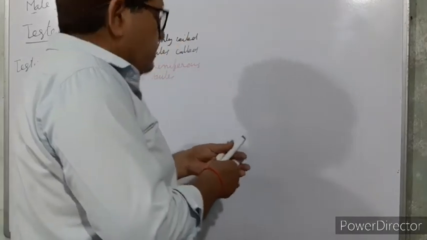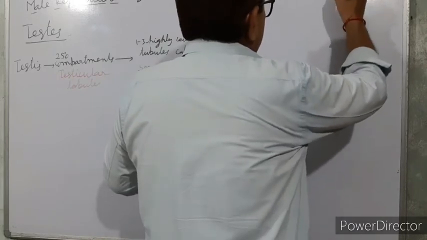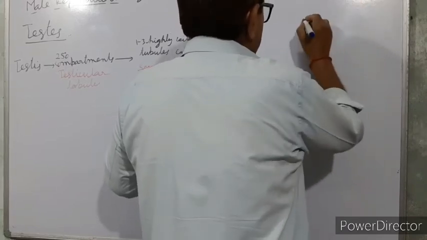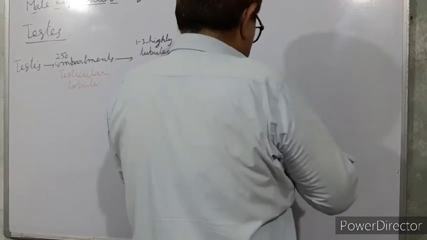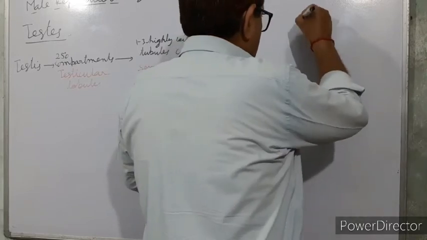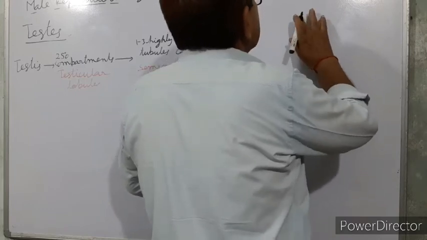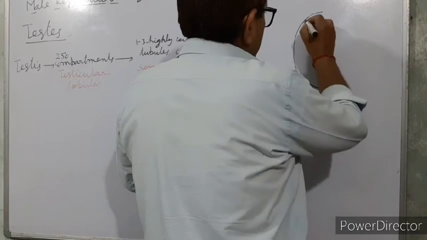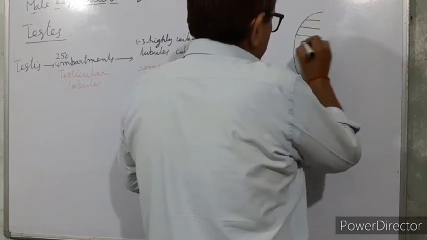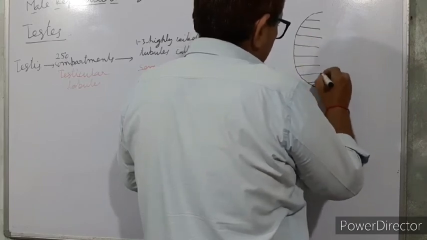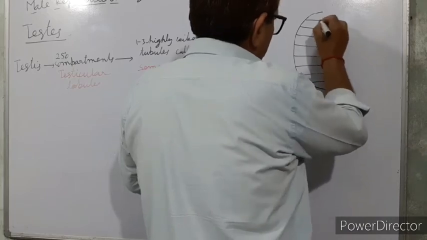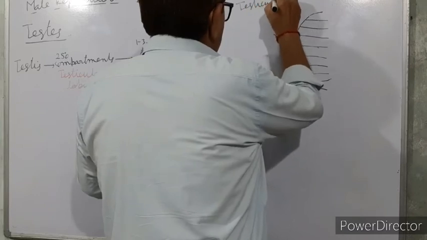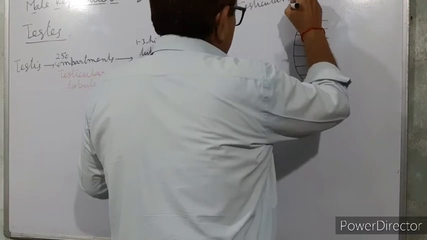If we see the structure of the testis, in the vertical section of the testis, we find it consists of testicular lobules. The number is about 250 testicular lobules.